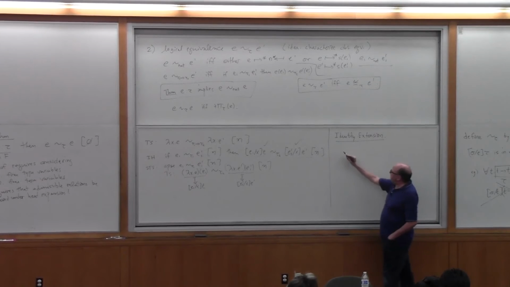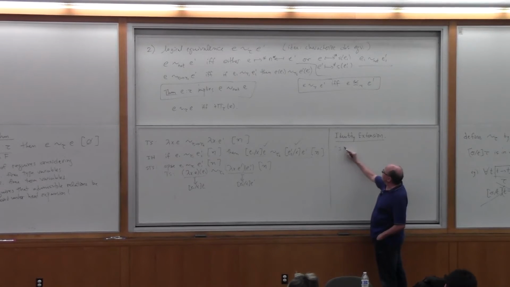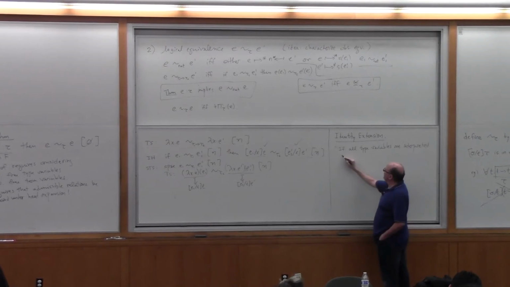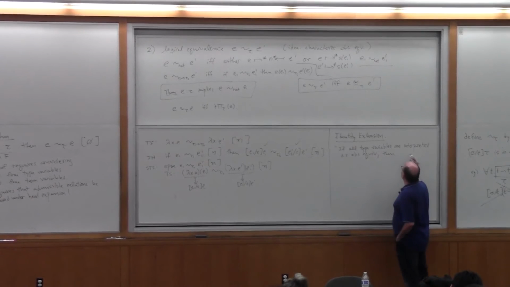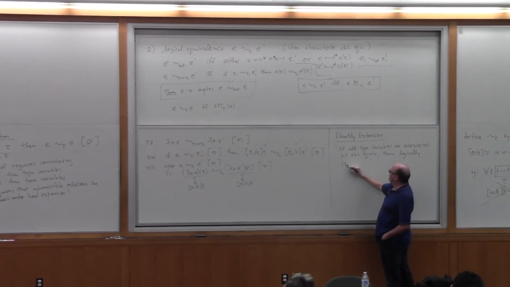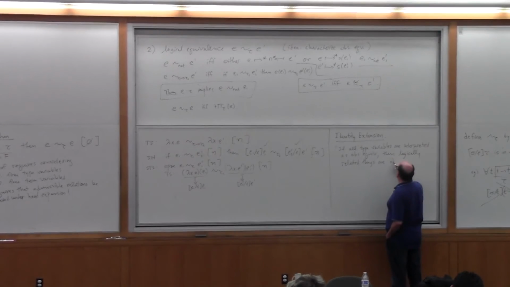Okay, and the idea is the following. I'll write it in quotes because the technical version is this. If all type variables are interpreted, it's in the book in technical form, as observational equivalence, then the resulting relation, that is, logically related things are observationally equivalent.